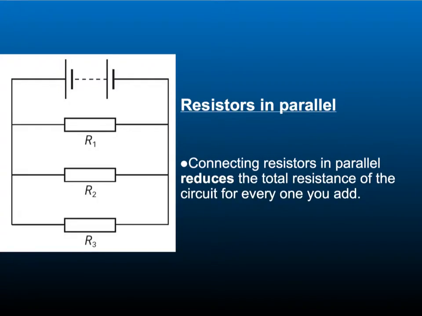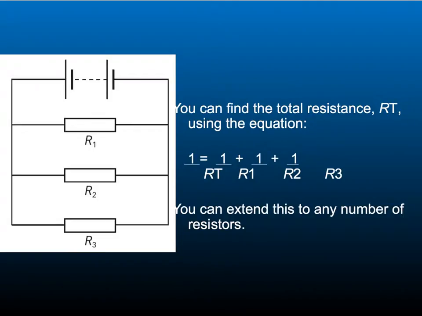Resistors can also be connected in parallel in a circuit. This means there is more than one way for the current to flow around the circuit, as shown in the diagram. Connecting resistors in parallel reduces the total resistance of the circuit for every one you add. Here is the equation for resistors in parallel.